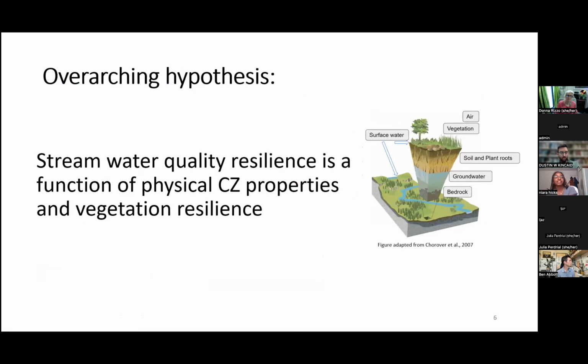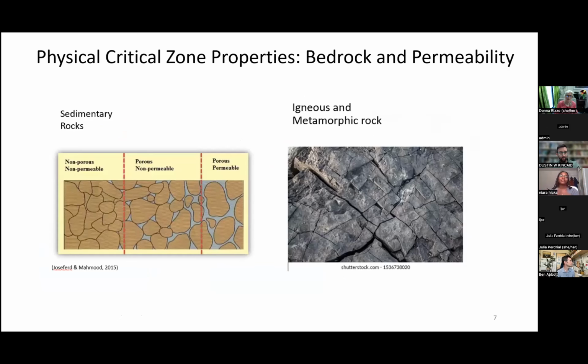So my overarching hypothesis is that stream water quality resilience is a function of physical critical zone properties and vegetation resilience. For the physical critical zone properties in this project, we are talking about bedrock and bedrock permeability and porosity. That can look different based on the type of bedrock, so this is why I'm showing you these. On the left is how permeability is determined for sedimentary rocks, and that's the amount of pore space between the pores in those rocks. For igneous and metamorphic rocks, it's more about the fractures and cracks in the rocks and how easily water can go inside the cracks and through them.